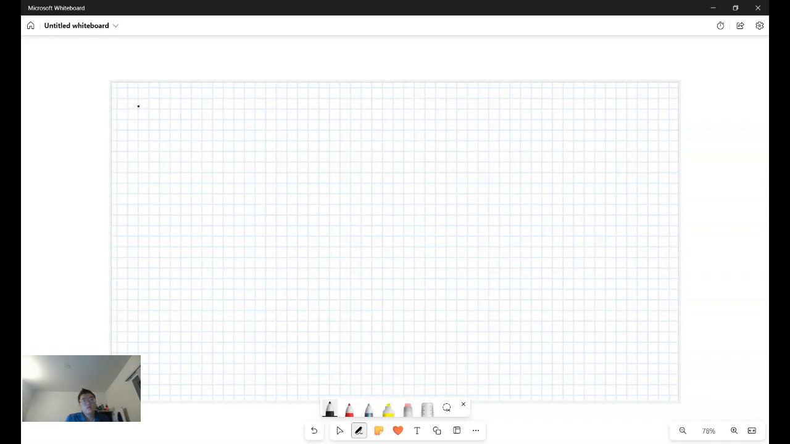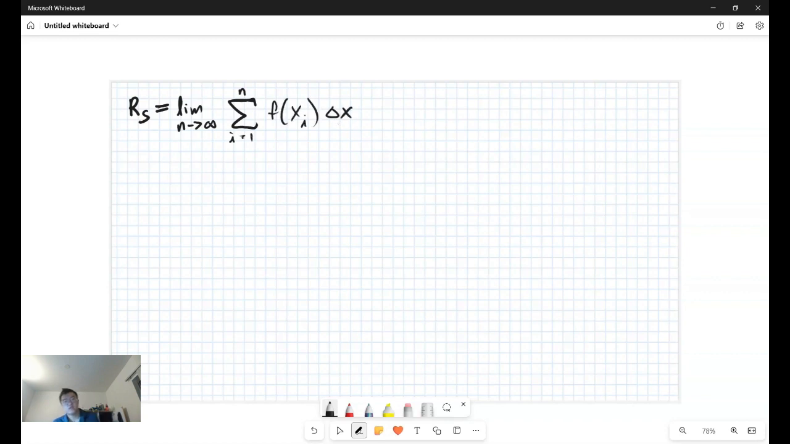So, let me think. A Riemann sum is equivalent to the summation to infinity. Oh wait, this is wrong. So it's the limit of n going to infinity of the summation from i equals one to n of the function of xi, and then this, if it's a bounded condition, equals (b minus a) divided by n.